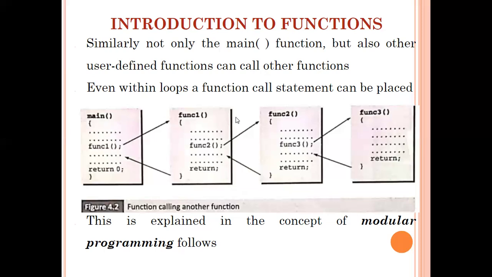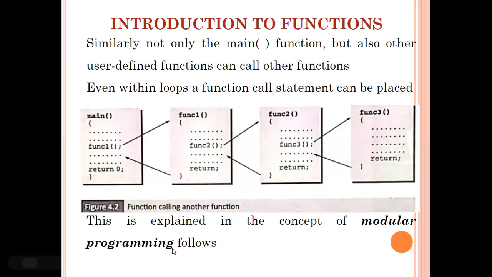So in this figure or in this concept, the main function calls user defined function 1, which in turn calls function 2, which in turn calls function 3. So not only the main function, other user-defined functions may also call some other user-defined functions in the same C program itself. And this concept is known as modular programming.